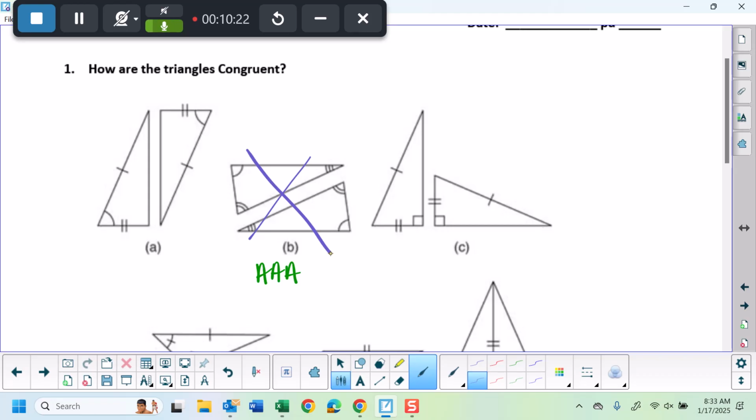Is this hypotenuse leg? Why? It's 2 sides, and because I have 2 sides, I have an angle, that angle's a right angle.